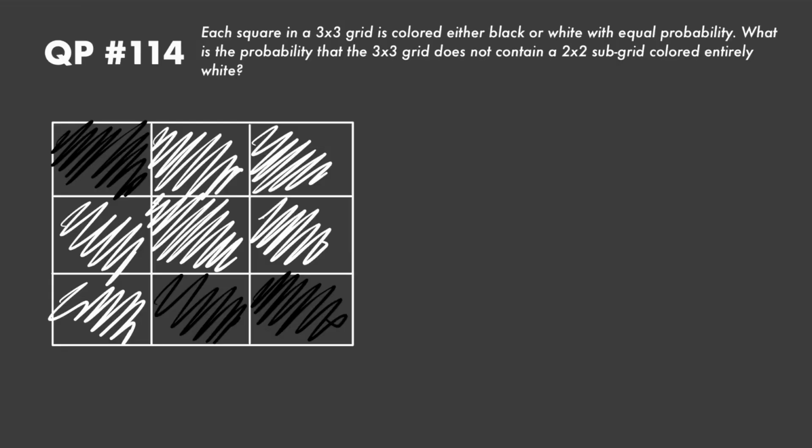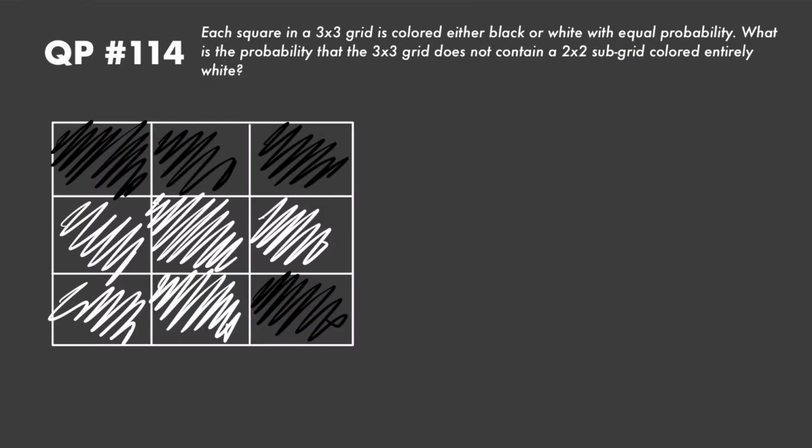So I know it's a little bit hard to see the black squares with the dark background, but this might be a random coloring here where these squares are black and the others are white. You can see that in this example, we do have a 2x2 subgrid colored entirely white. It's this one up here, which I enclosed in blue. This is another random coloring where we again have a 2x2 subgrid with all white squares, but it's going to be the bottom left one in this case.